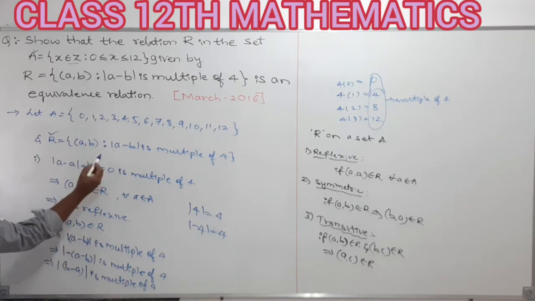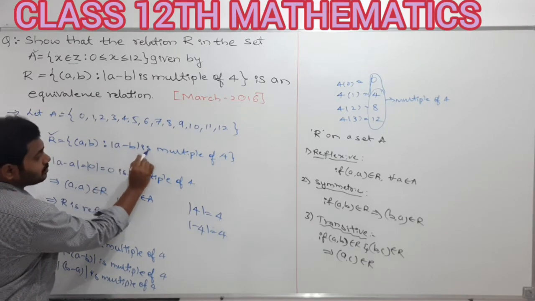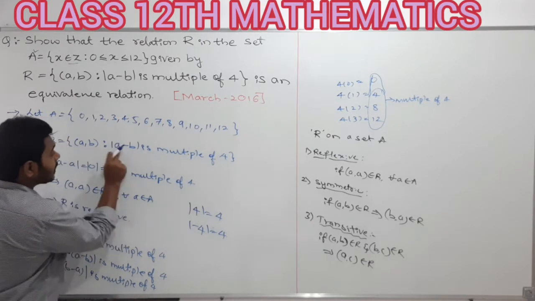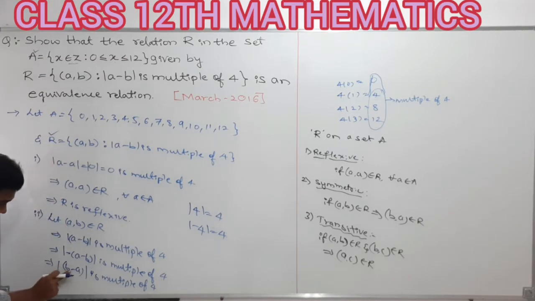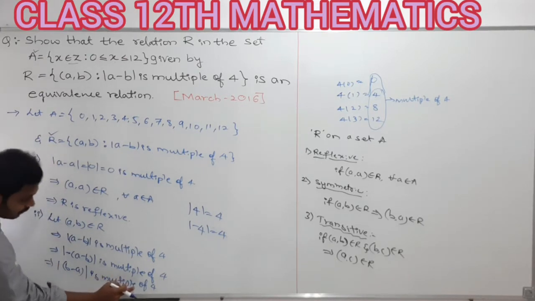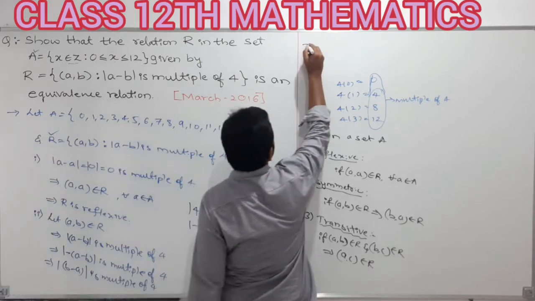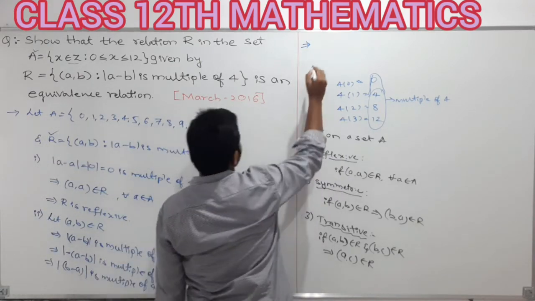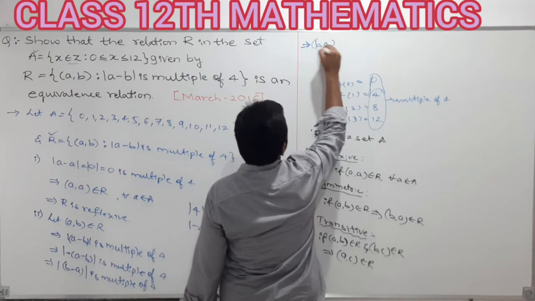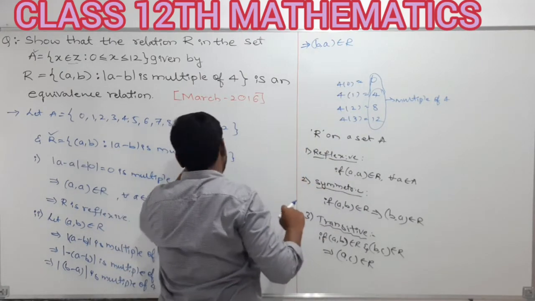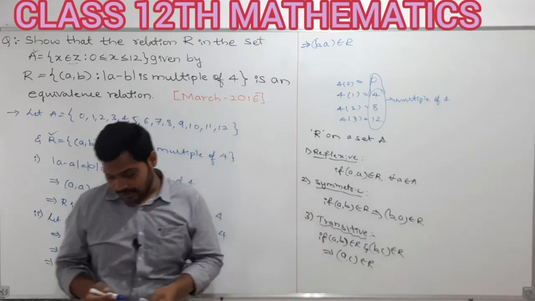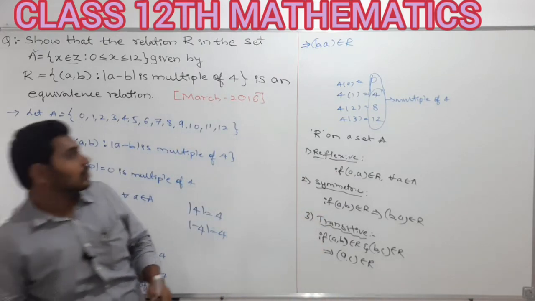So what do I know? If modulus of a minus b is a multiple of 4, then a, b is in this relation. So if modulus of b minus a is a multiple of 4, now what can we write? This implies that b, a belongs to, it will be in the relation R. Am I clear, my dear students? So like this you should solve.